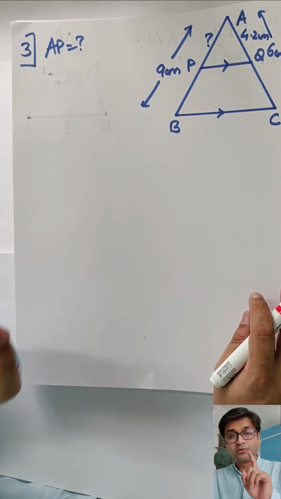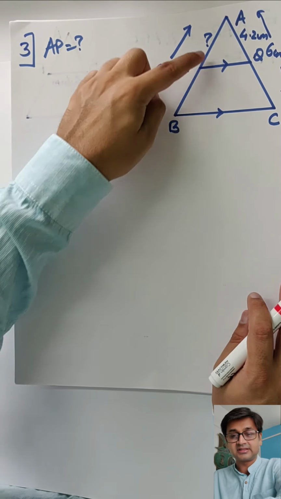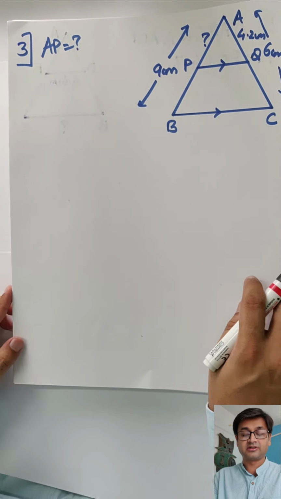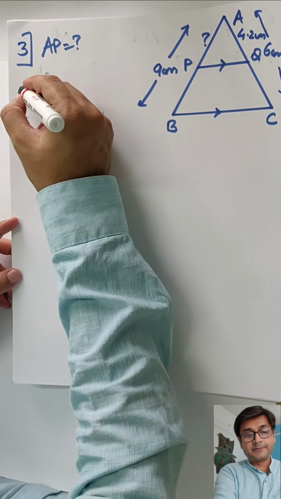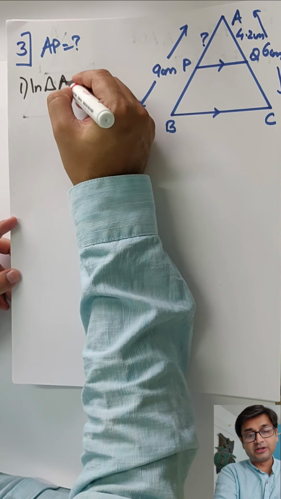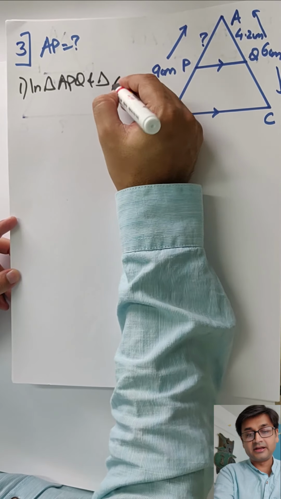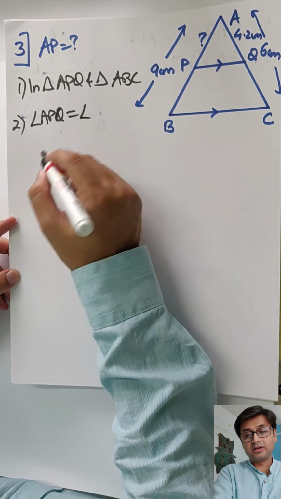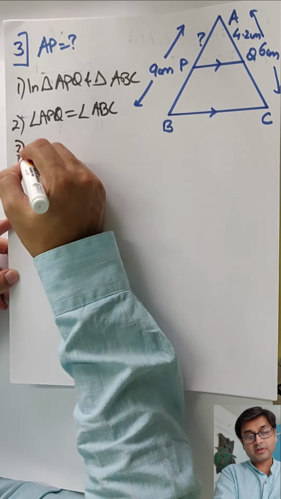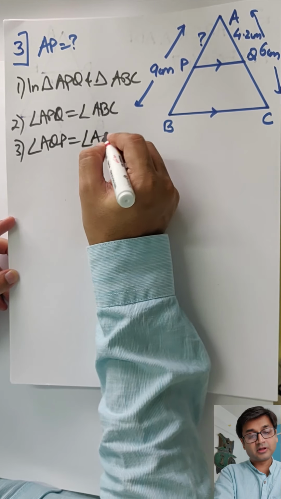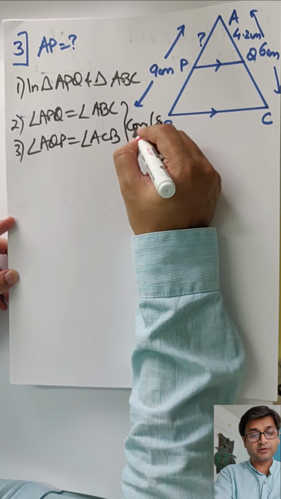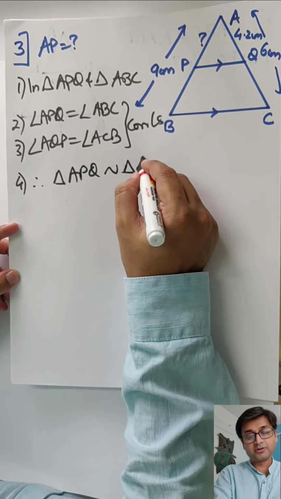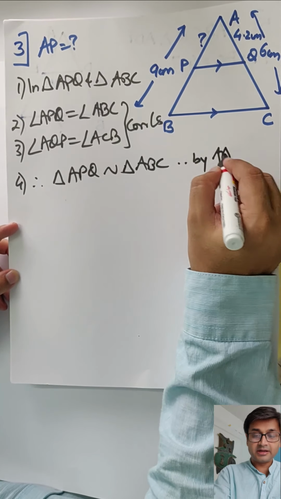So first 4 steps, prove triangle similar. Step 5, use CSST, say AP upon AB, AQ upon AC. Step 6, substitute values. Step 7, get your answer. Come on, everyone, hit it. So number 1, in triangle APQ and triangle ABC, I will say angle APQ equals angle ABC and angle AQP equals ACB. Both are corresponding angles, and therefore triangle APQ similar to triangle ABC by AA test.